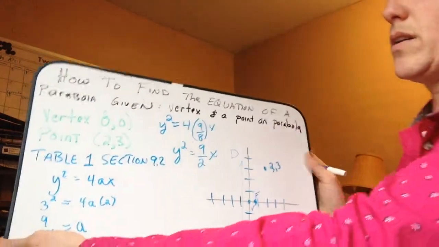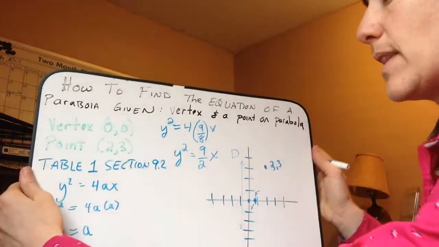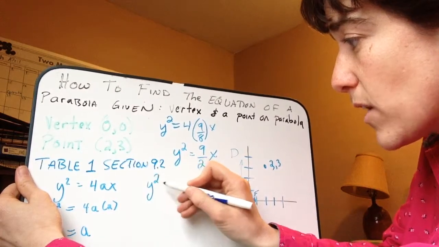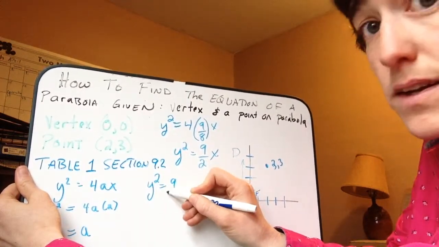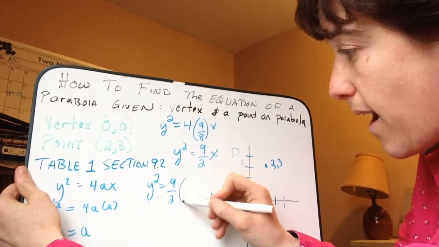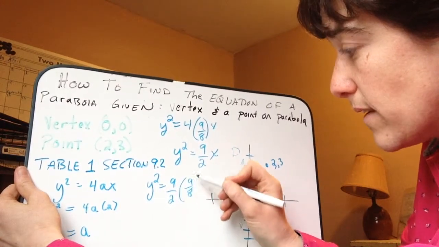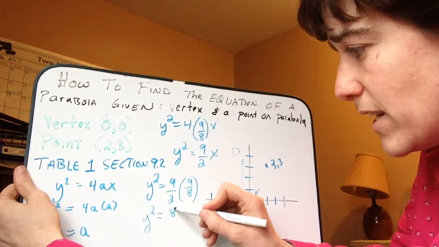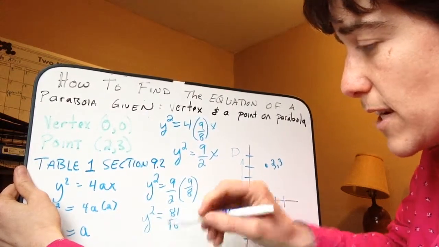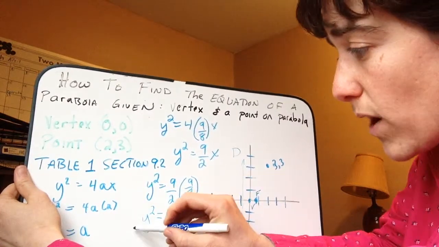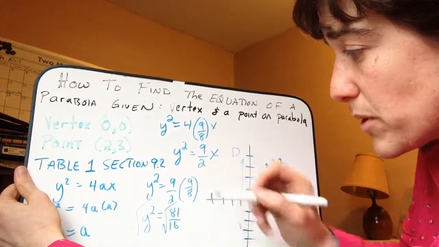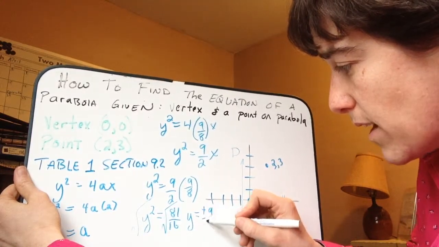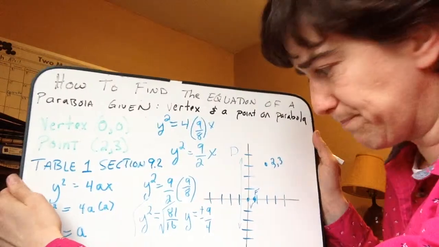So here I go. I'm going to substitute in 9 over 8 for x. So I say y squared is equal to 9 over 2 times 9 over 8. So y squared is equal to 81 over 16. In order to solve for y, I will take the square root of both sides. So y is going to equal plus or minus 9 over 4.